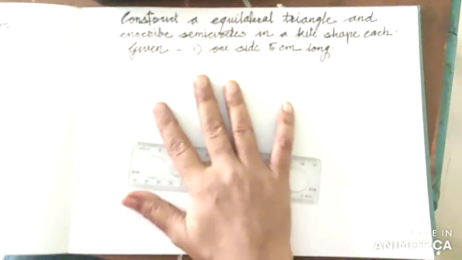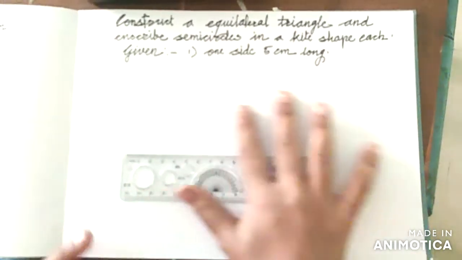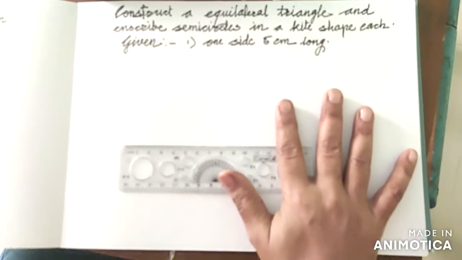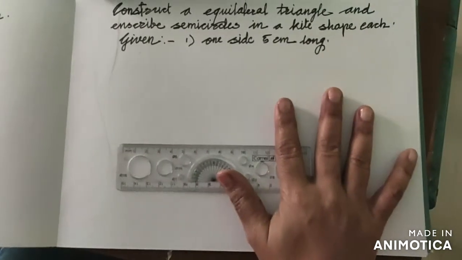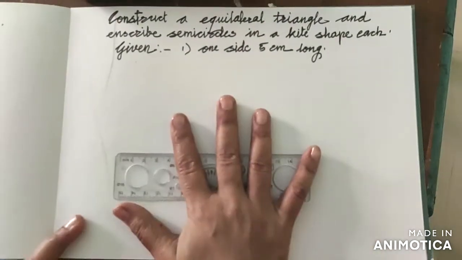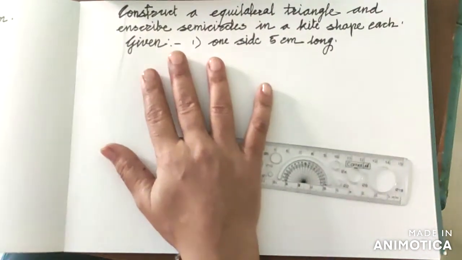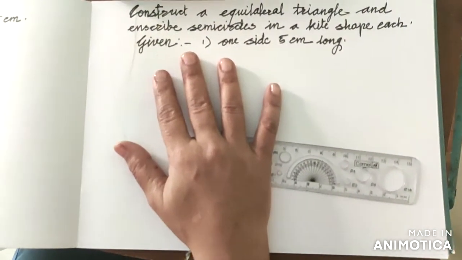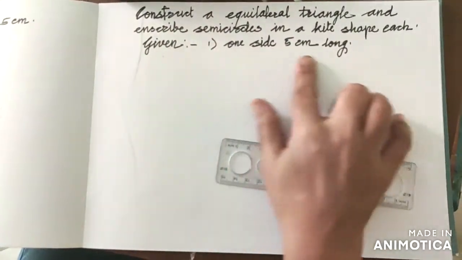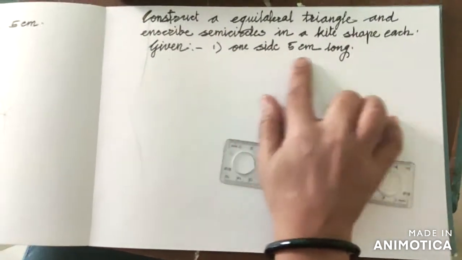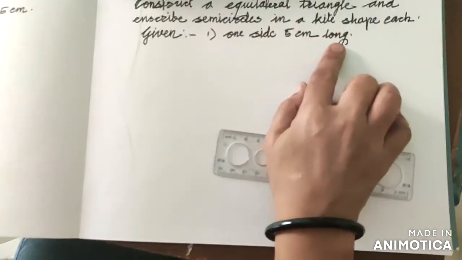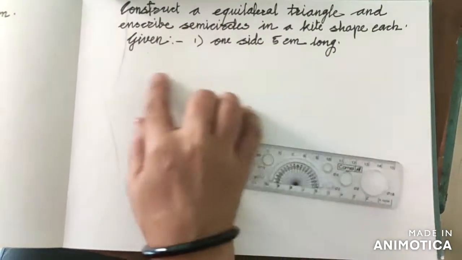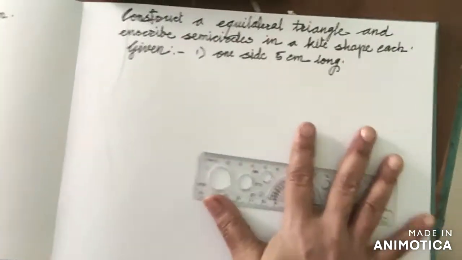Friends, today we are going to learn the constructions related to semicircles, and the first question is on an equilateral triangle. The given thing is only one here: one side 5 centimeter long. So what is the type of question? How is the question designed in your question papers?